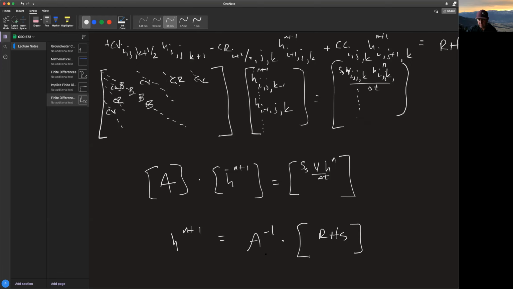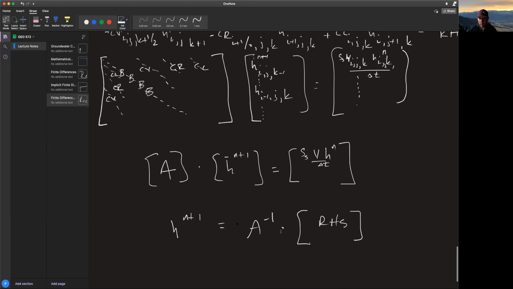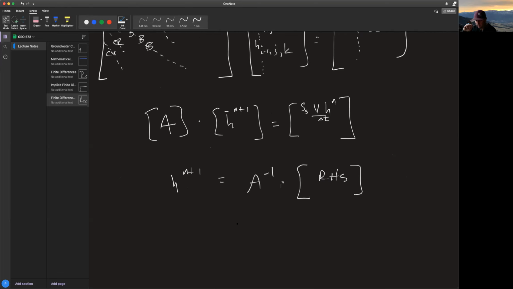All right. So that's what MODFLOW does. That's the finite difference solution. It's much more complicated, but it's essentially the exact same thing, just allowing variable spacing and heterogeneity and anisotropy.